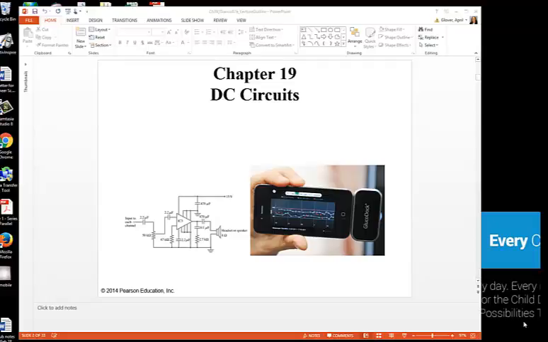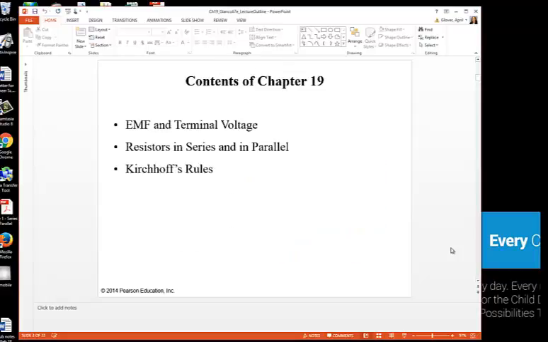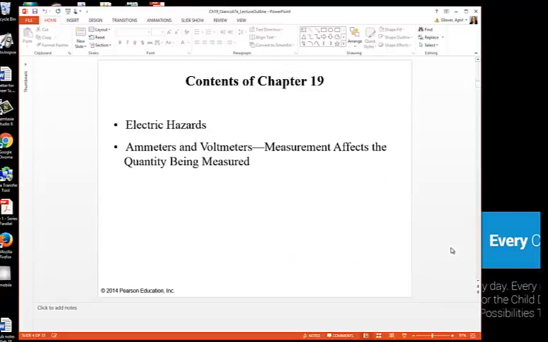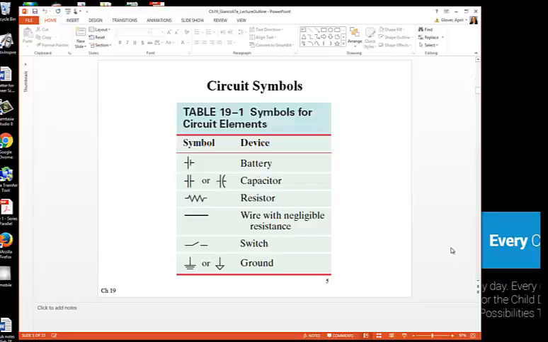So the first thing we're looking at today is DC circuits, which is from chapter 19 of the textbook. What we're really looking at is continuing on what we did last time. The first thing you have are the circuit symbols that you're going to need to know.